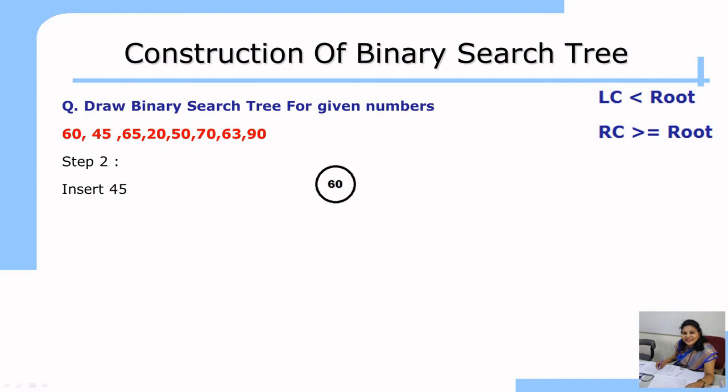Next step. In step 2, we are going to insert one element by maintaining this rule: left child should be less than root and right child should be greater than or equal to root. So the next step is what? Insert 45. So you compare 45 with 60. Is 45 less than 60 or greater than 60? It is less than 60. So it will come at the left side.